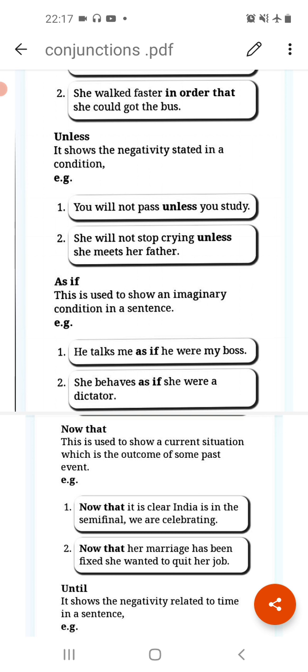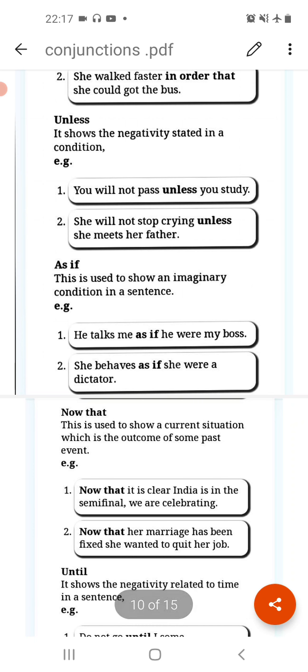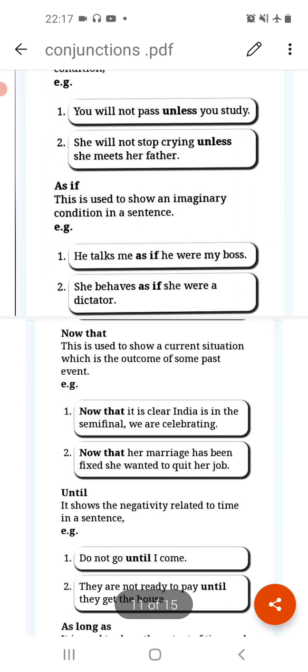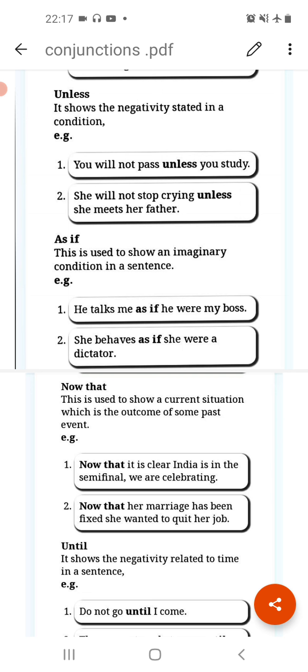Unless shows the negative stated in a condition. You will not pass unless you study. So whenever there is any condition and the condition is negative, we use this conjunction. Like, you will not pass unless you study. She will not stop crying unless she meets her father. So you are showing negativity in a sentence.